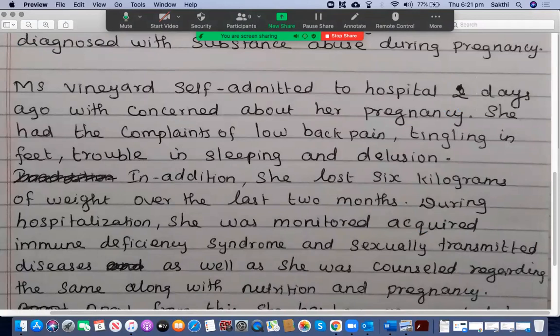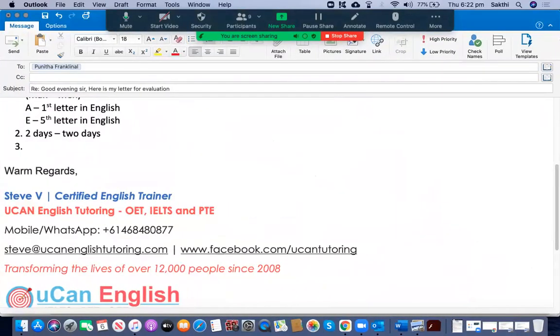Miss Vineyard self-admitted to hospital 2 days ago with the concerns about her pregnancy. It's not "with the concerned." Concerned is a verb. Are you willing to write down a verb? Would you like to convey the verb, the action here? No, it is the noun. You should have used "concerns about," isn't it? It's not "concerned about." That's wrong, unfortunately. So it's "concerns about."